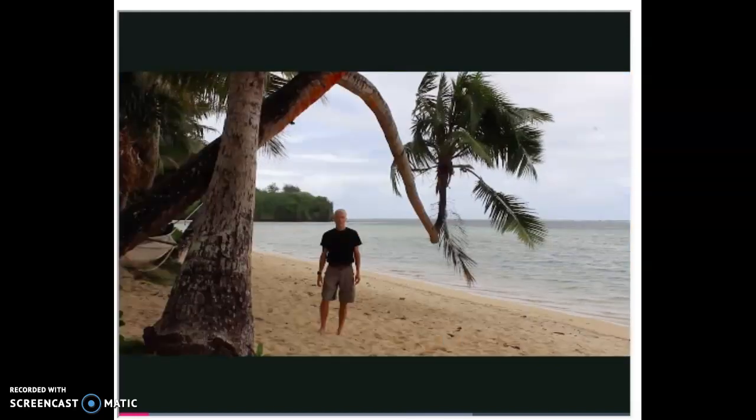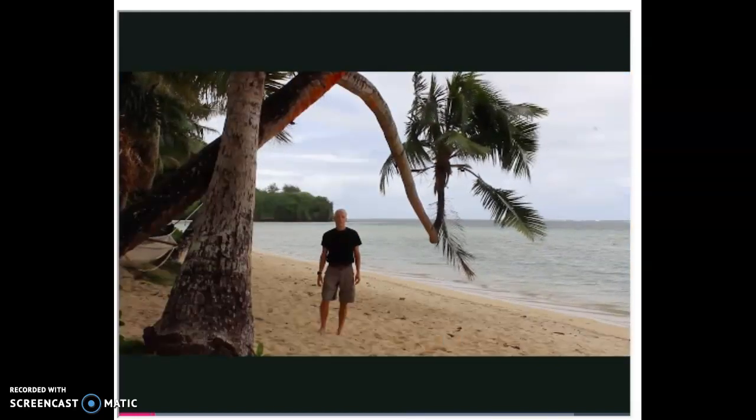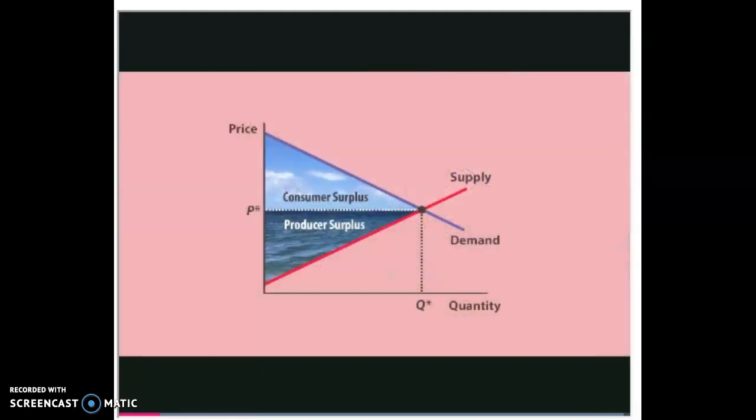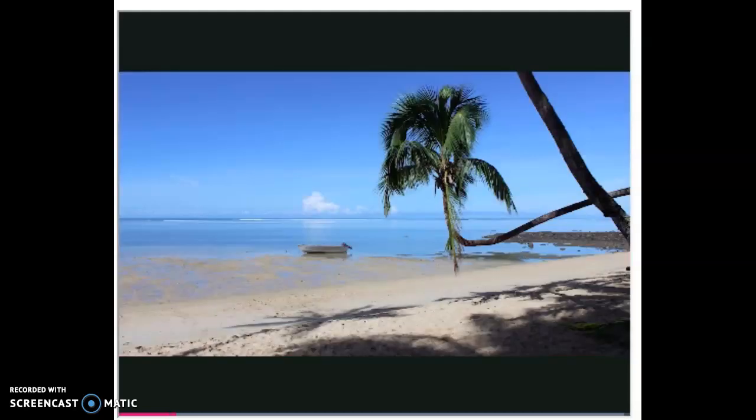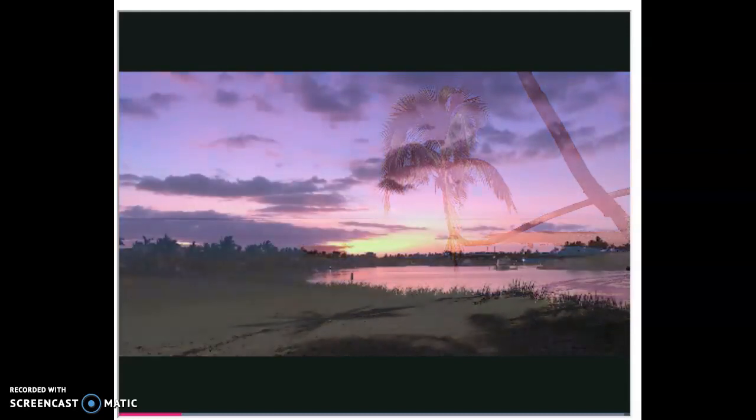I'm Dave Anderson. Today I'm in Fiji to review consumer surplus and producer surplus, which are often well marked on graphs as areas with distinct colors, but those areas tend not to be well understood. What did you pay for your last vacation? And what was it worth to you?